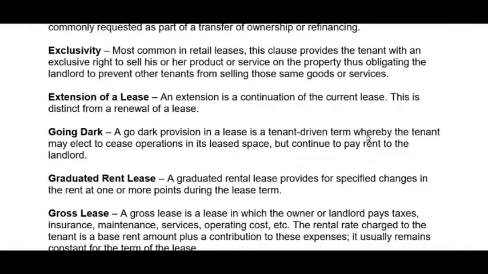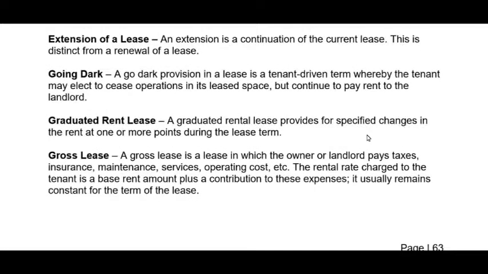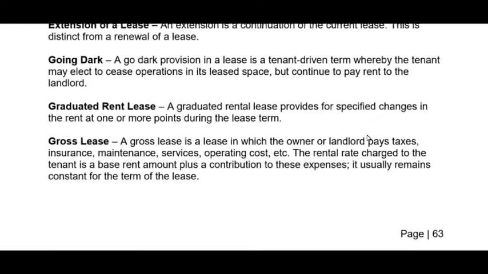Exclusivity. Most common in retail leases, this clause provides the tenant with an exclusive right to sell his or her product or service on the property, thus obligating the landlord to prevent other tenants from selling those same goods or services. Extension of a lease. An extension is a continuation of the current lease. This is distinct from a renewal of a lease.